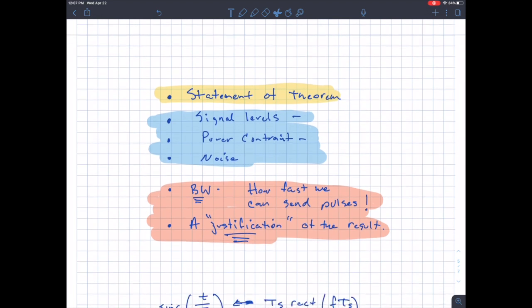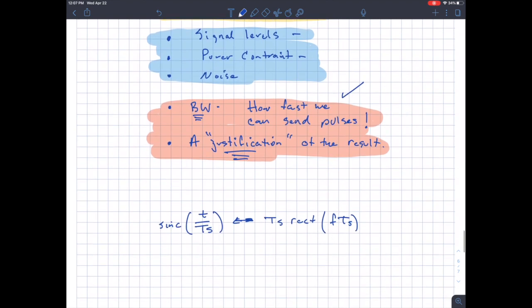Okay, as we continue our discussion of the channel capacity theorem, we're going to move on to this next section where we look at bandwidth, how bandwidth plays into this. And bandwidth tells us how fast we can send pulses through a channel. And once we have that, we can move on to sort of a plausibility argument about the channel capacity theorem. Okay, so first of all, let's attack this bandwidth question.